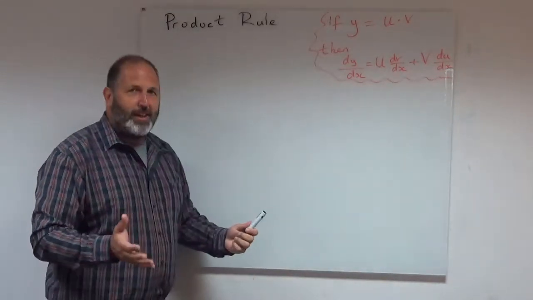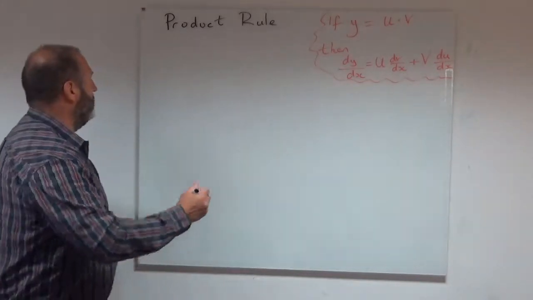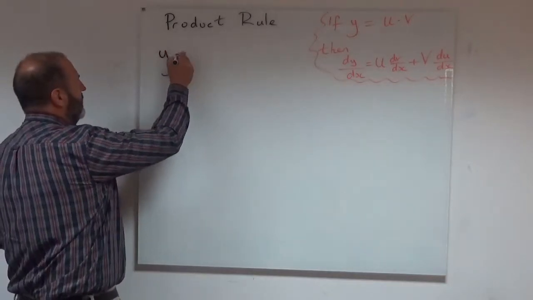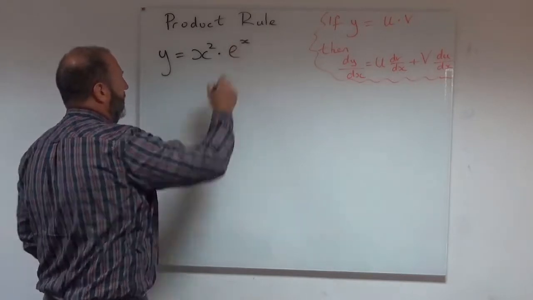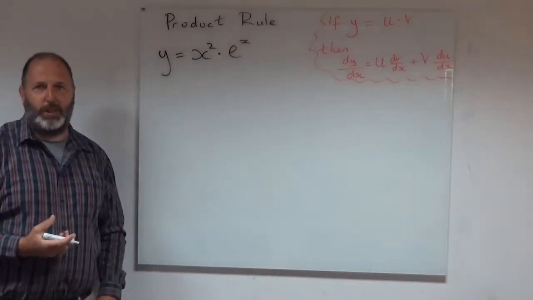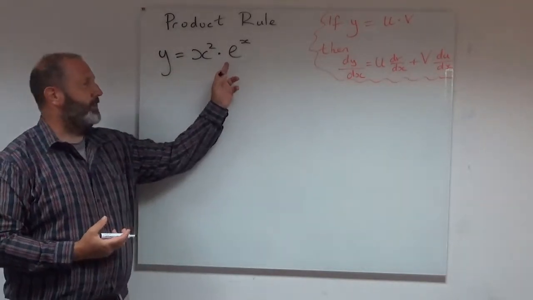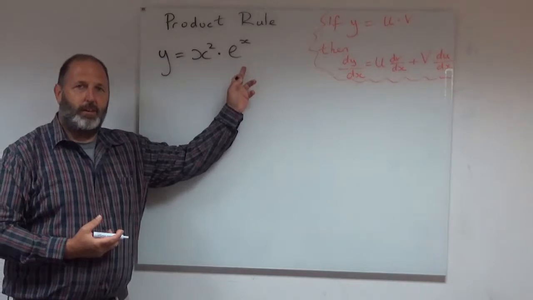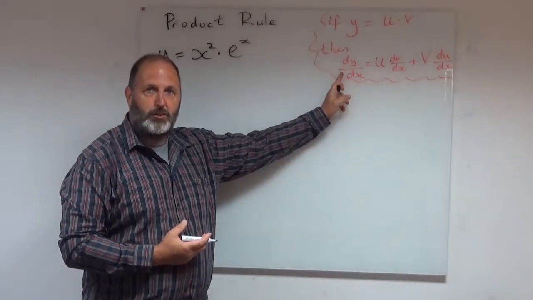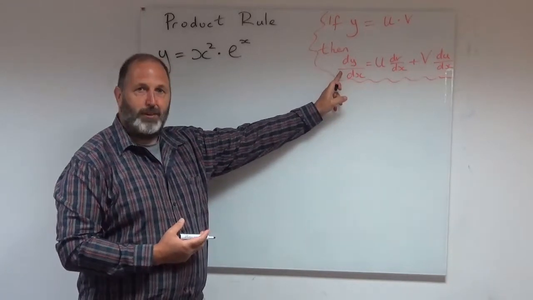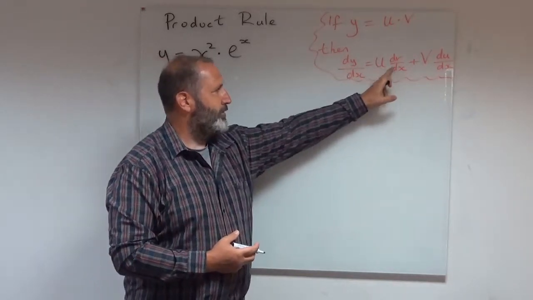Okay, I think it's going to be easier if we perhaps jump into an example, so I'm going to do just that. I'm going to start off with that particular product. A product is just a multiplication. I'm going to say y is equal to x squared times e to the x. And I want to be able to get to dy/dx, the differential, the first derivative, the gradient function, all names for the same thing. I want to get to that using this formula.